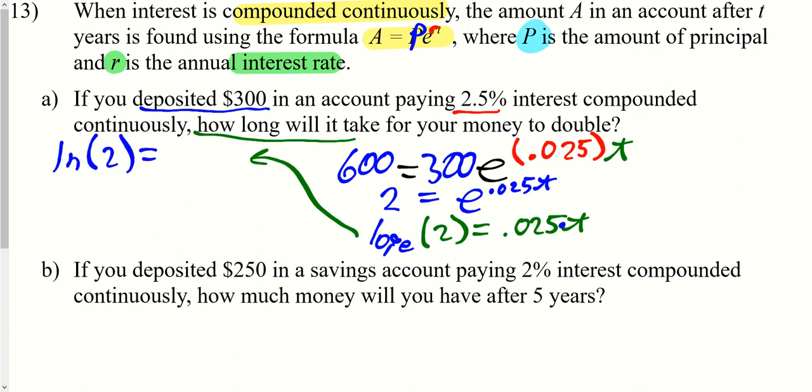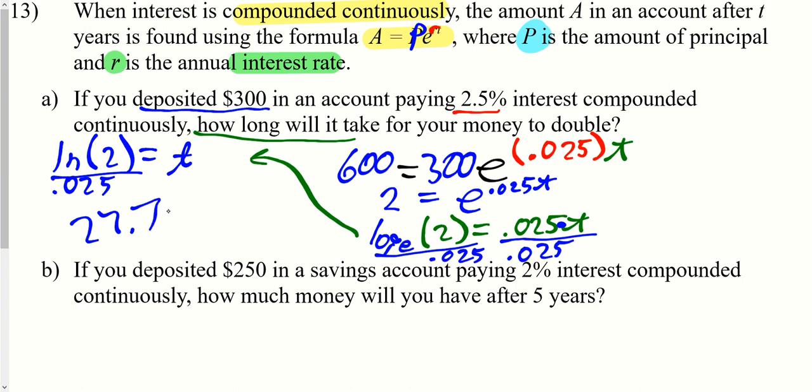And then to get rid of that multiplying, you have to go ahead and divide. And that's your calculator ready form. You can just type it into your handy-dandy calculator and you get 27.726. And then we have to look at what's the context of our time. It does say up here that t for our time is in years, so you'd have to put years by it.